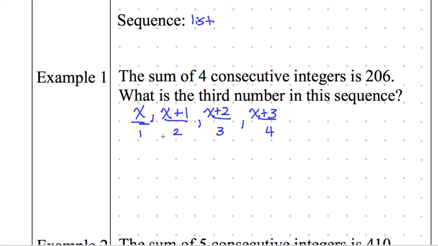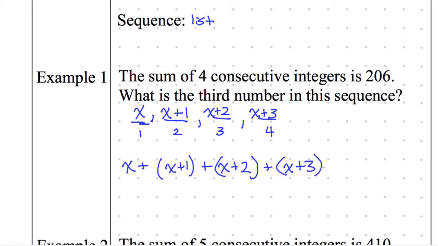So let's go ahead and add these together now. Here we go. X plus, and I don't need parentheses. I'm doing parentheses so you can see what's happening. So you don't need these parentheses. X plus 1. You could just drop the parentheses in your notes if you want. Plus x plus 2. There's my third number. And then my final fourth number is x plus 3. If I add these all together, it should equal 206.